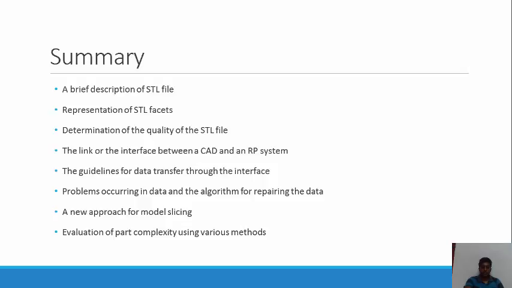Also the link or the interface between the CAD and rapid prototyping system is the main component for the transfer of CAD data into the RP system. The guidelines for data transfer through the interface were also studied, and this gives an insight as to how to minimize the errors. All the different problems occurring in data and algorithms for repairing the data were also seen. From the first case study, a new approach for model slicing was seen, that is along with the generation of laser path, and finally evaluation of the part complexity using various methods was seen.